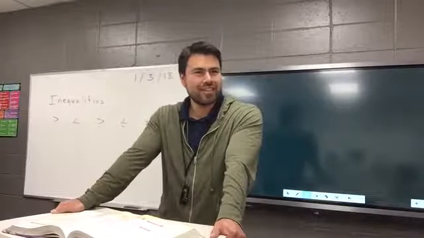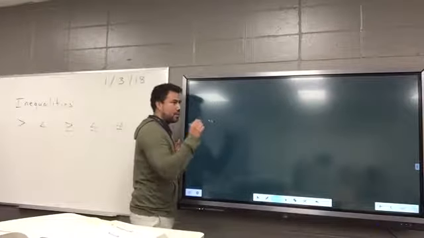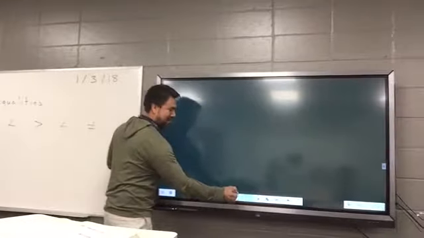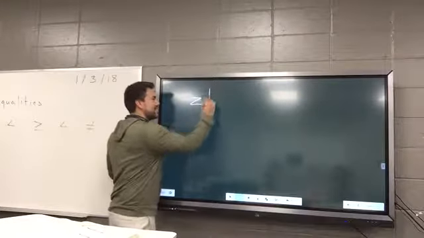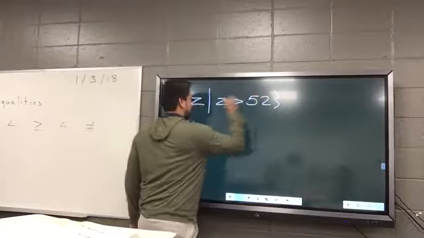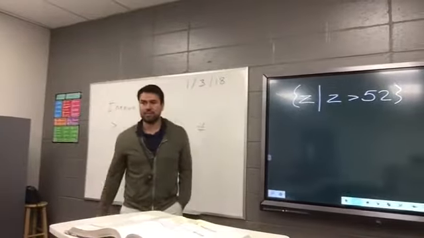What were we doing? Let's go back to that last answer. The set builder notation: Z is any number such that Z is greater than 52. I think I finally got that down. Okay, how do we graph this solution? Do you guys remember how to graph it?